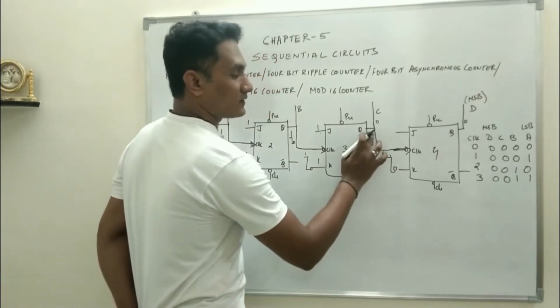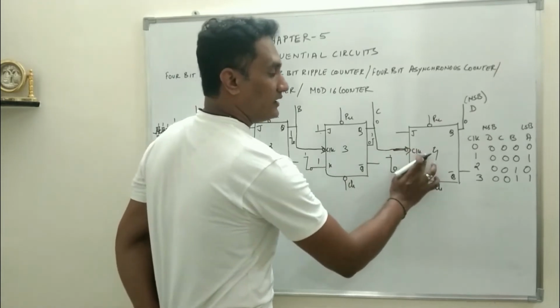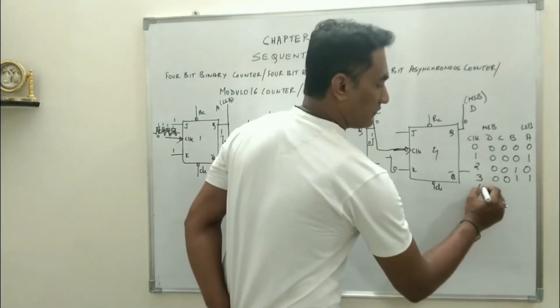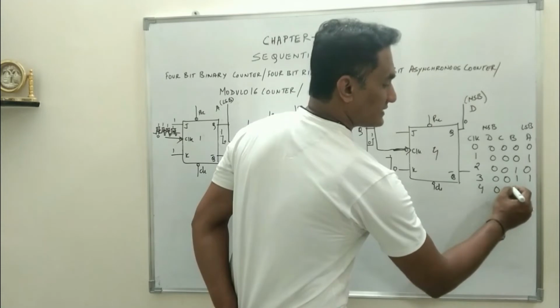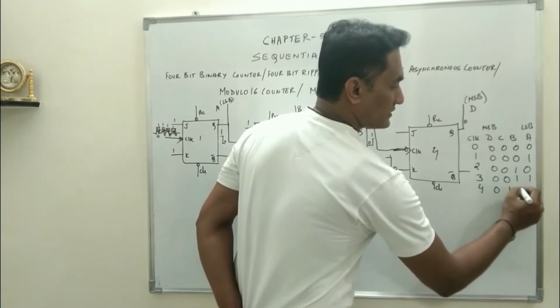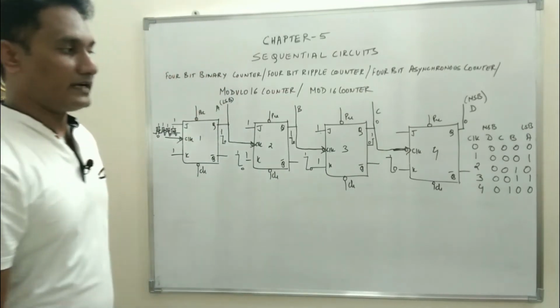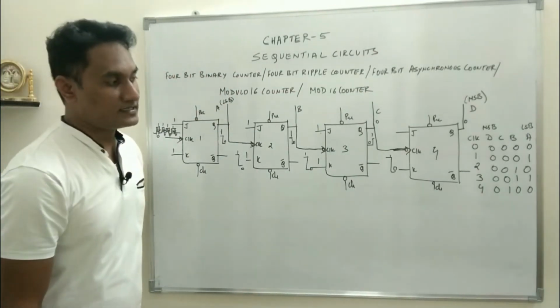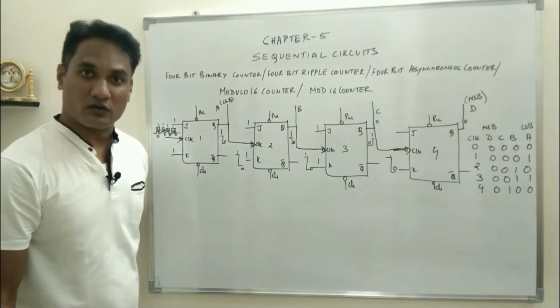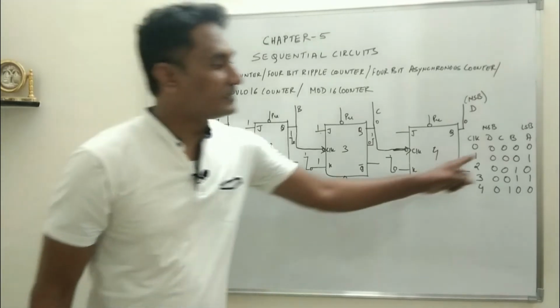But when C goes from 0 to 1, there will be no change on the fourth flip-flop. So at the end of the fourth clock pulse, D remains as it is, C changes from 0 to 1, B changes from 1 to 0, A changes from 1 to 0. So at the end of the fourth clock pulse, the state is 0, 1, 0, 0. So now you can see that it is nothing but the binary count.